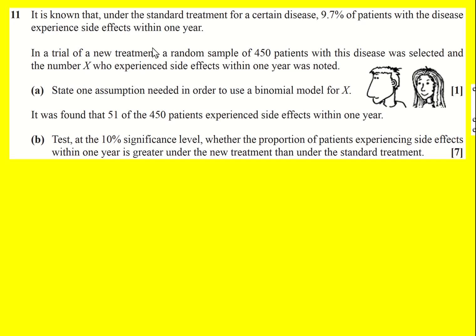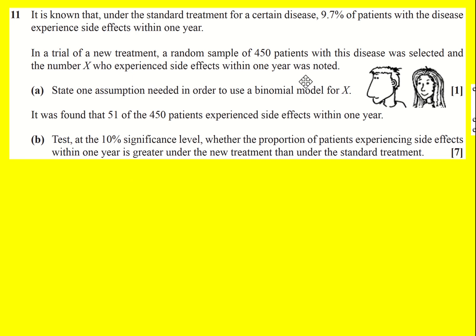This question's about standard treatment for a certain disease, where 9.7% of patients with the disease experience side effects within 1 year. And then a new treatment comes along, a random sample of 450 patients with the disease was selected, and then we're interested in the number of these that have side effects. Because potentially, and you can see later on, we're going to be interested in whether the new treatment's better. To start with, though, it's asking about an assumption needed in order to use a binomial model for X.